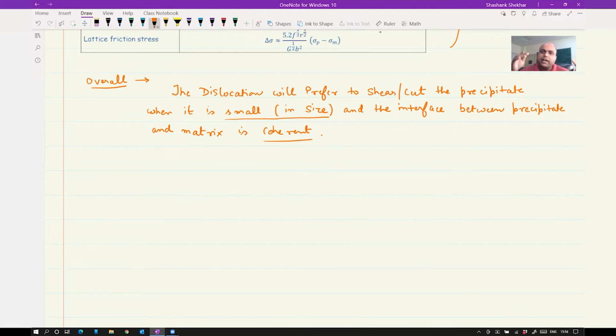With respect to time, the precipitate size is going to increase. So after a certain amount of time, the precipitate size will be larger. And now the dislocation will find it very difficult to cut because the stress required to cut the precipitate will be higher if the radius is higher. Okay, so typically the stress required to shear the precipitate varies proportional to root r. So if the radius is higher, the stress for cutting the precipitate is also going to be higher. So after some amount of time, your precipitate size is large enough that the dislocation will find it difficult to cut it. Now what to do?